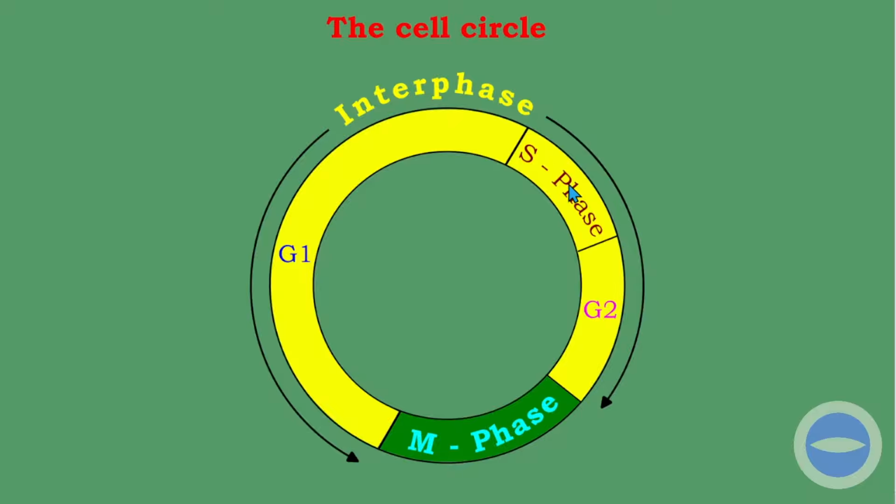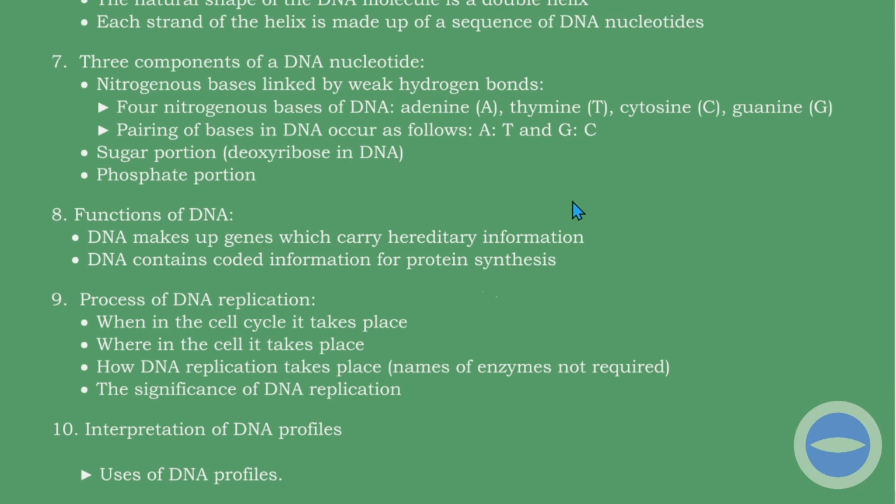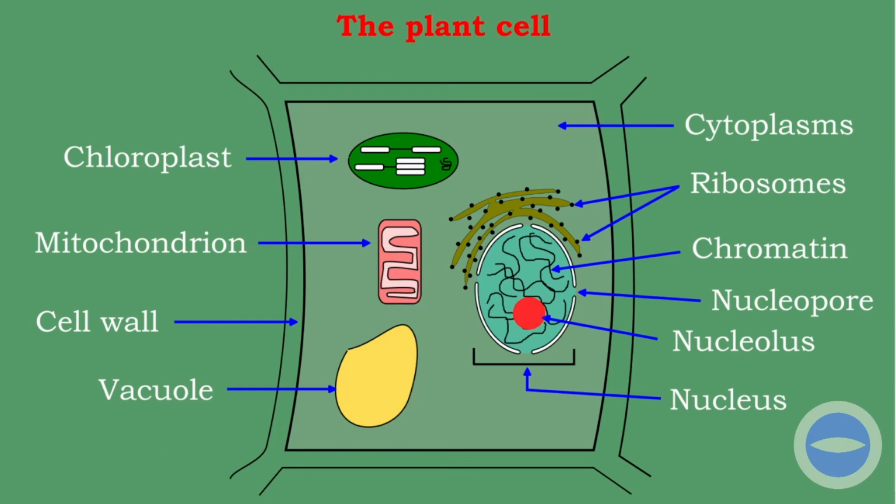You will find this question maybe in multiple choice or in one term. They will ask you, when does DNA replication happen during the cell cycle? You just say the interphase. And then another thing about DNA replication is where in the cell it takes place. You must know where in the cell the replication takes place. DNA replication takes place in the nucleus of a cell.